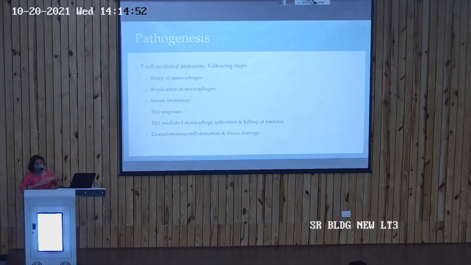So once the cell mediated is activated, T helper cell 1s are the ones which are working here. So all you have to remember is T helper cell 1. Rest of the things, of course, are the same for all the pathogens. T helper cell 1s are coming. Once they come, they activate the monocyte macrophage system.